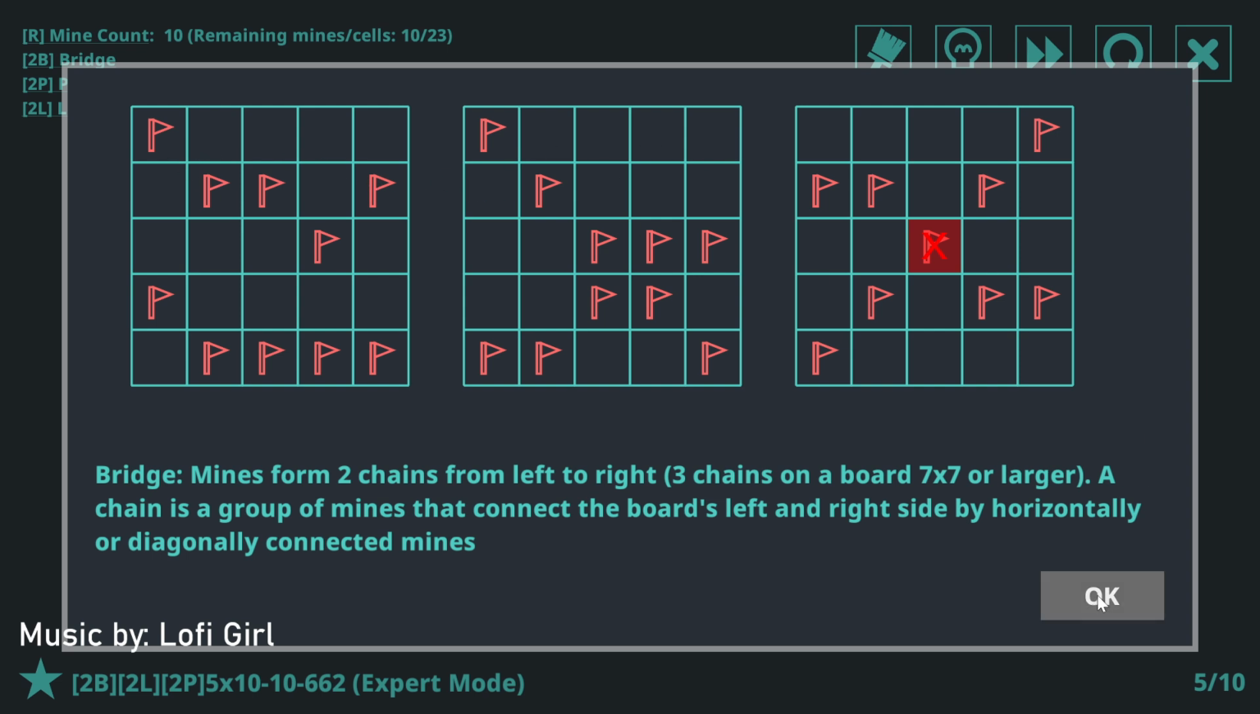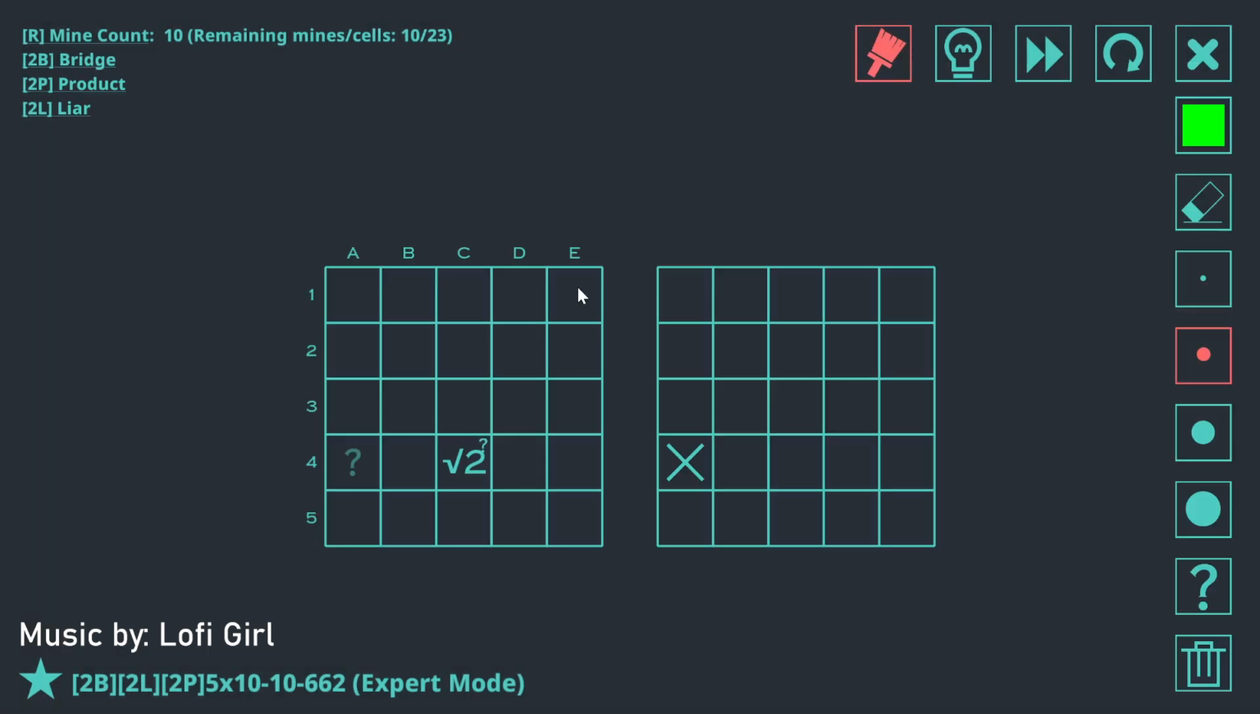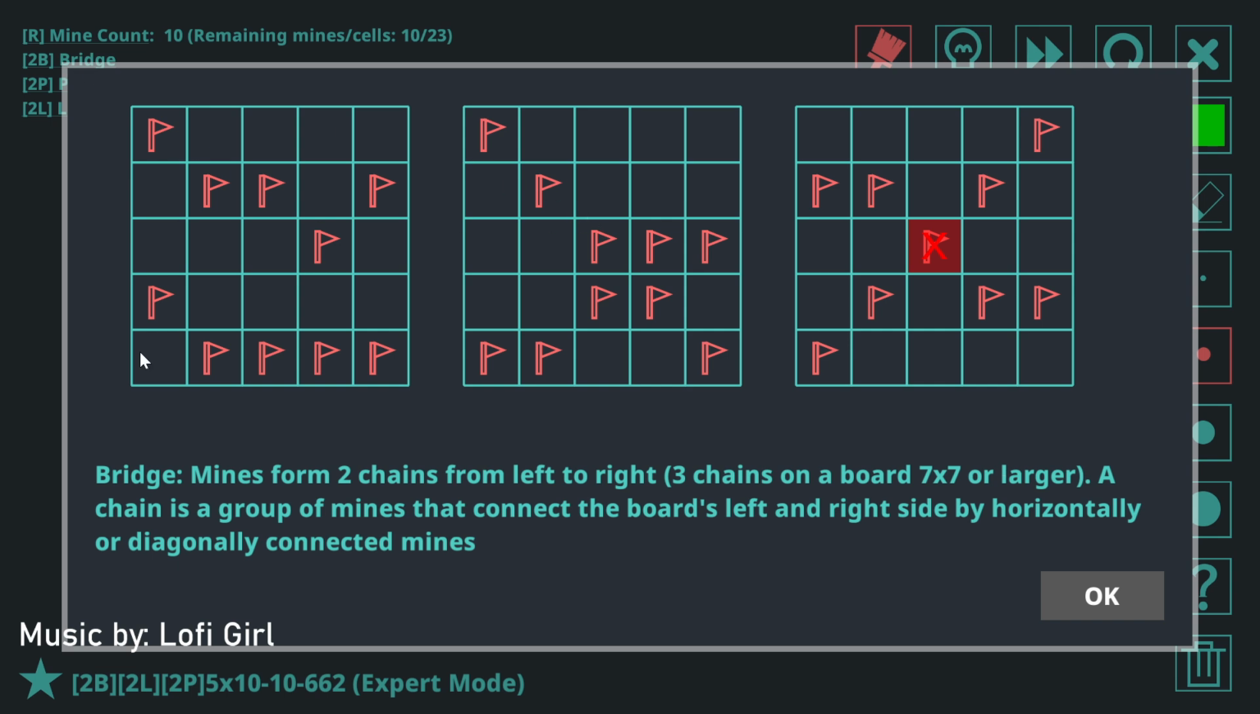You can have a chain that looks like this, but you can never have a chain that looks like this. This is an invalid chain. But this is valid. So it either connects diagonally forward or horizontally forward. That leads to a pretty interesting implication that every column has 2 mines. In 7x7 it becomes 3. But yeah, okay.